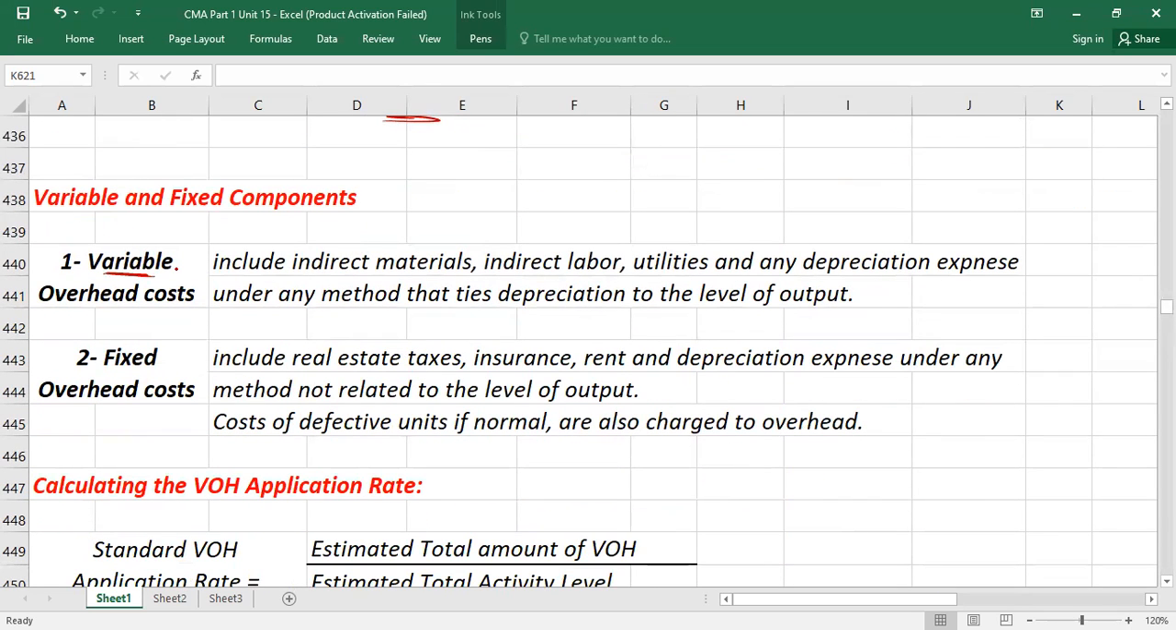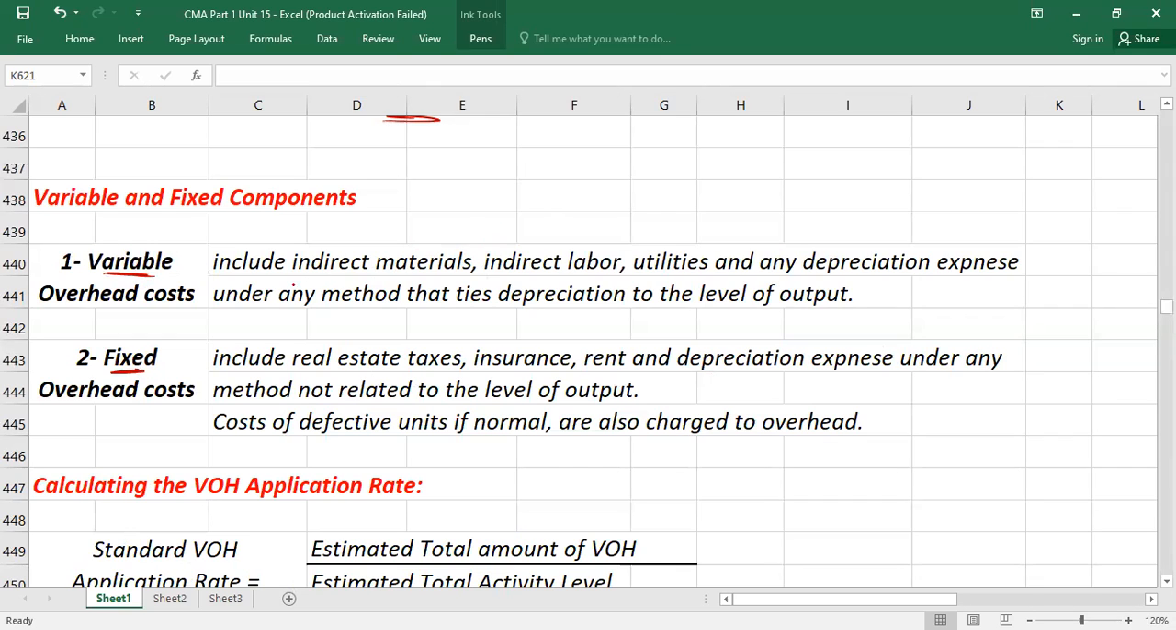Some overheads are called what? Variable overheads. Variable, you know the word, like those overheads which will change with the production. For example, if you increase the production, these overhead costs will also increase. If you cut the production, this overhead cost will also decrease. That is called variable. Some overheads are fixed, like rent. Even if you are producing more items or fewer items, you have to pay the same amount of rent. Maybe insurance of factory, plant and machinery: whatever your production level is, you have to pay a fixed amount of insurance. So there are some overheads which are variable, and some overheads which are fixed.